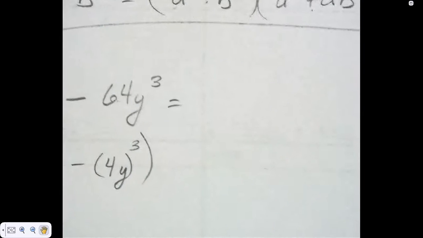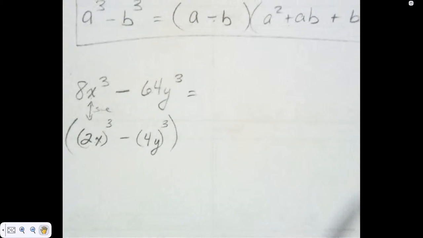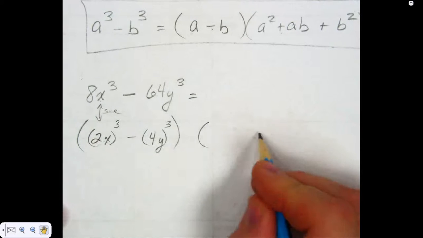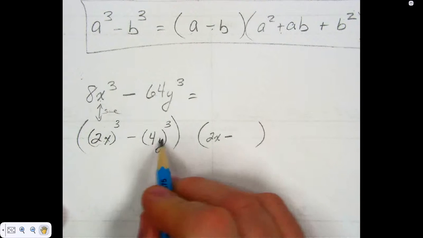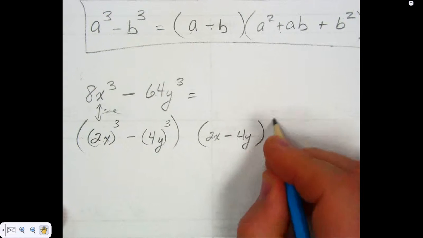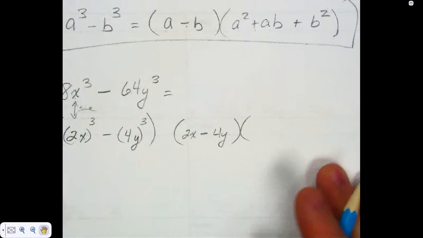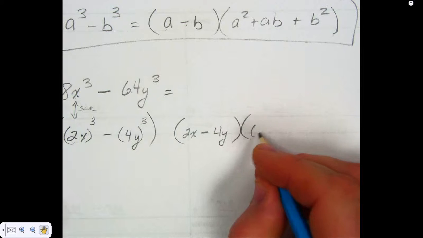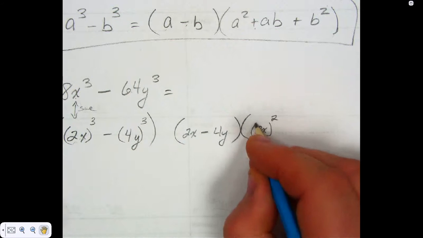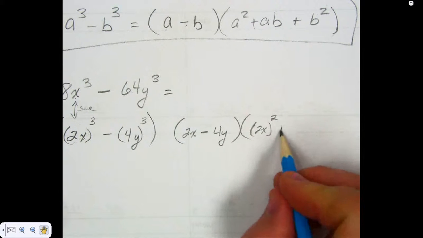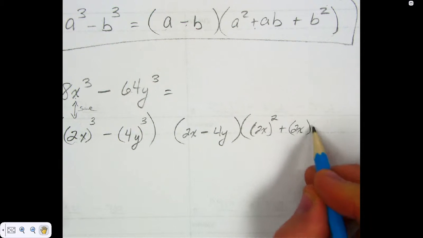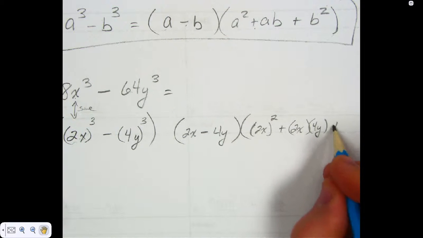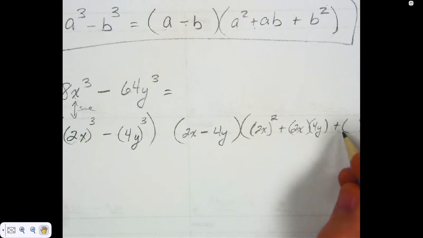Back to this problem. Now let's plug everything in here. What am I going to put in for A? 2x minus, what am I putting in for B? All of that times, what am I putting in for A? 2x, all of that what? And I want you to use parentheses. Plus, what's A? Times B, plus whatever B is squared. What's B?